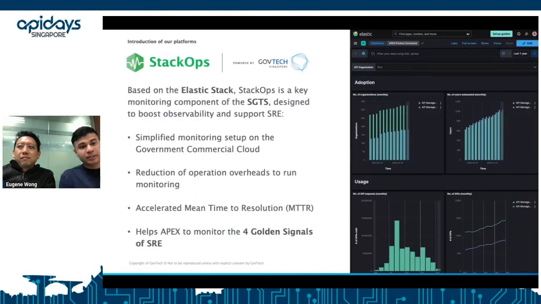The next product that we'll be talking more about is this thing called StackOps. Essentially, it is really just the Elastic Stack for the government. It's built and designed with the intention to support SRE and to push government into the SRE space. It has helped us a lot as Apex developers to reduce our operation overheads.